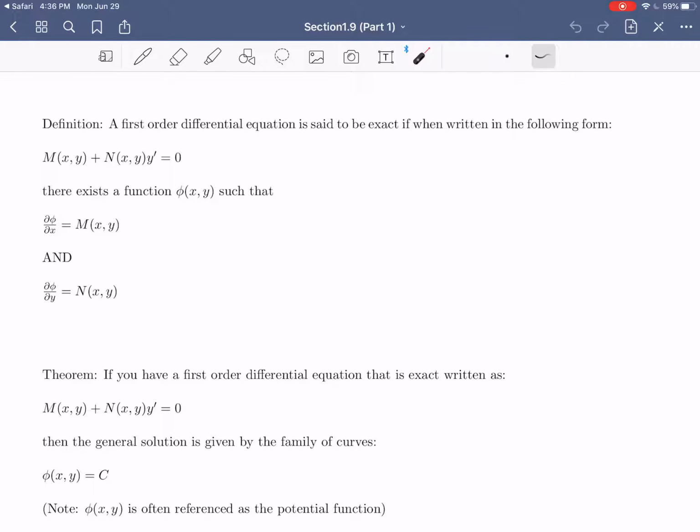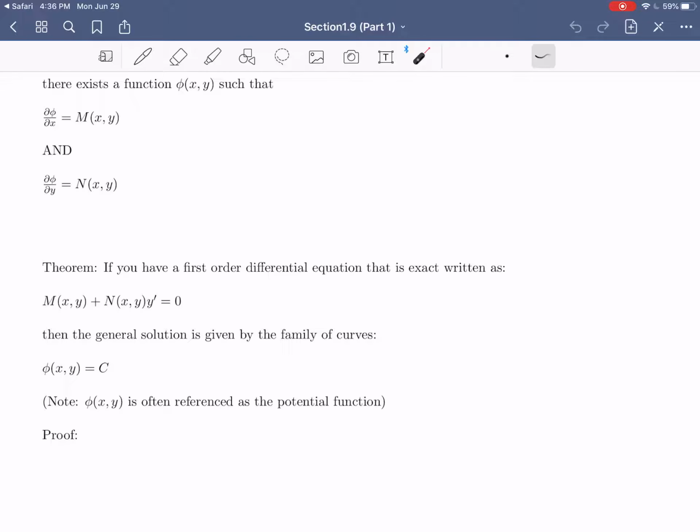Just like in all the other situations, we're going to state a theorem. If you have one of these types of differential equations, then we know how to solve it, just like we've done for the separable, linear, and change of variable situations. So our theorem says if you have a first-order differential equation that is exact and you've written it in this format, M of x, y plus N of x, y times y prime equals 0, and you have that function phi of x, y such that the partial with respect to x of phi is equal to M and the partial with respect to y of phi is equal to N, then the general solution to this first-order differential equation is given by the family of curves phi of x, y, that potential function, equals an unknown constant.